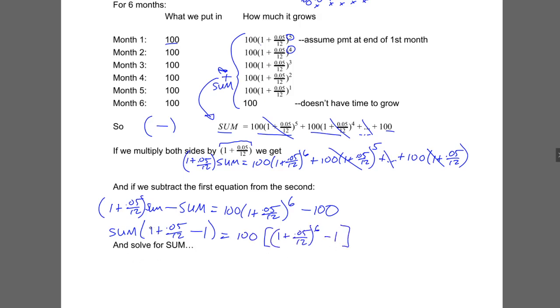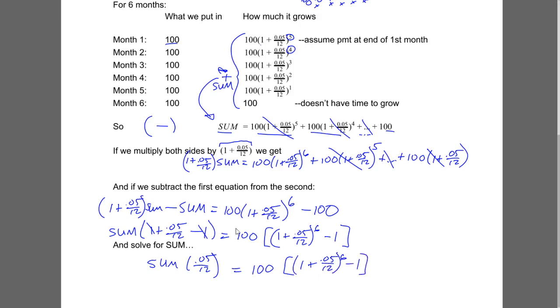So now, if I think about this, the 1's go away. And I really just have the sum times 0.05 over 12. And over here I have 100 times whatever that stuff is. I'm just taking another chance to simplify it a little. There's no way to simplify this. I know you'll be tempted, but there's no way to get this minus 1 inside the parentheses here. You'd have to multiply that out first. You can work it on a calculator, but that's not going to help us.